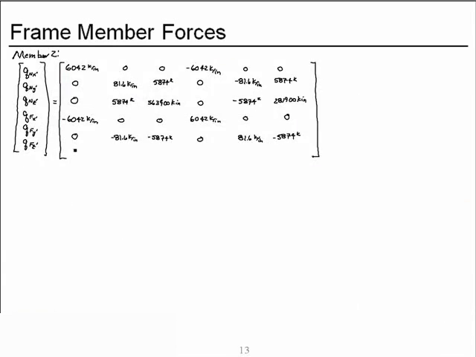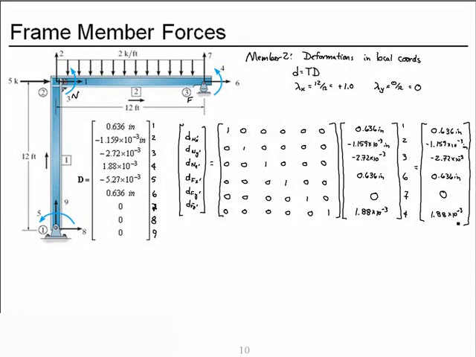Then our last row, 0, 6EI over L squared, 2EI over L, minus 6EI over L squared, 4EI over L. 0, 5874 kips, 2EI over L, 281900 kip inches, 0, minus 5874 kips, and 4EI over L, 563900 kip inches. We multiply this by the deformations in local coordinates, which we found here.